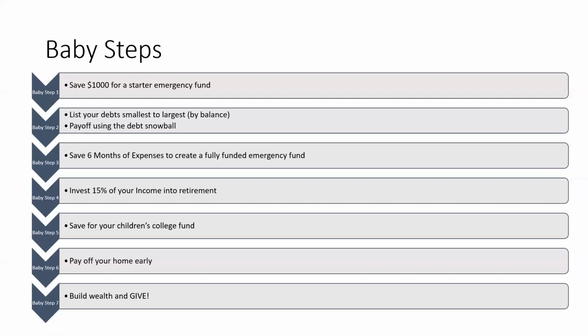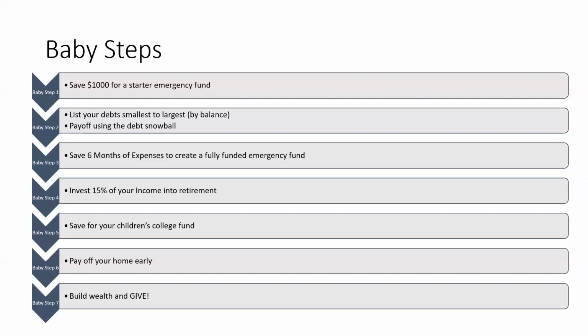In baby step 4, he's going to invest 15% of his income into retirement, because he's not going to be doing that on baby steps 1 through 3, even if his employer does offer a 401k with a match, which is tough, I know, but he needs to focus in and get rid of that debt because it is destroying him.